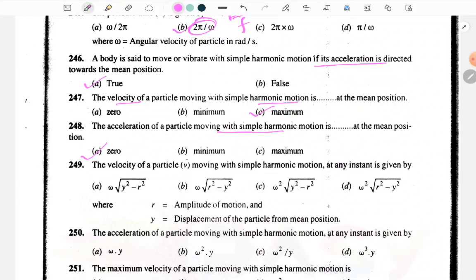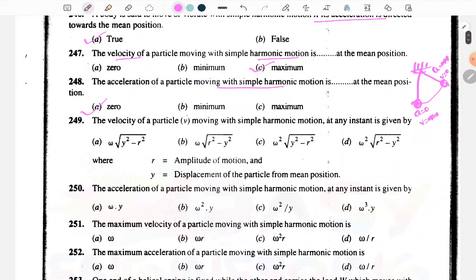When acceleration is maximum at a particular point, see this one. When it is going up to here, velocity will stop for some milliseconds and it will return back. So this position is called the extreme position, where velocity is 0, acceleration is max. And this is called the mean position. Here acceleration is 0, velocity is max. So this is some rope fixed here, and here some bob is there, a metal ball.